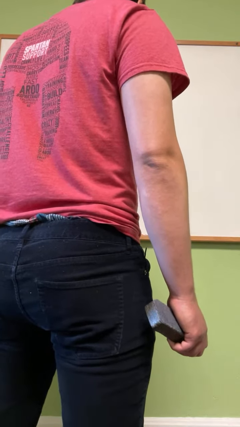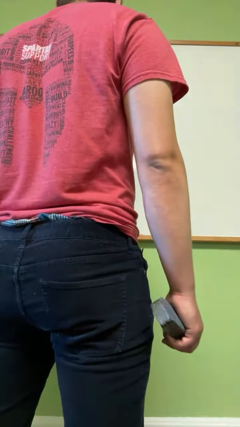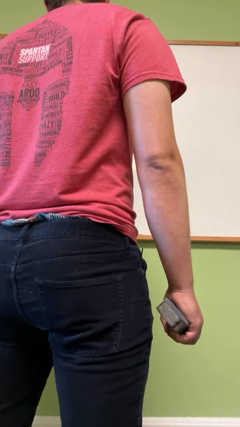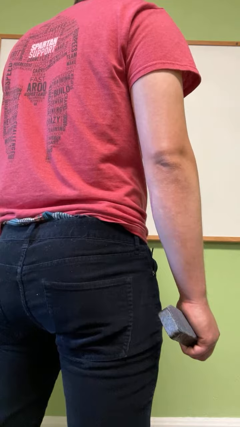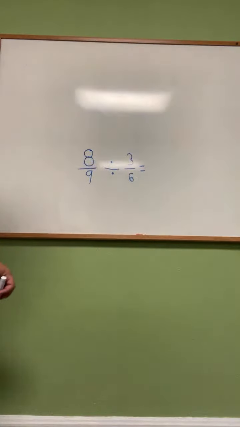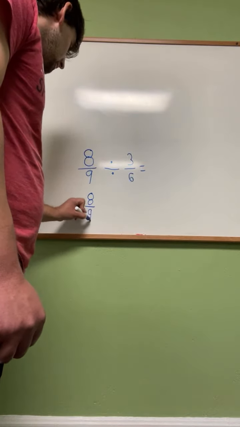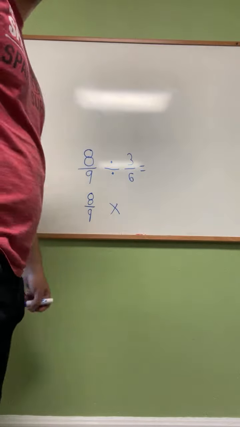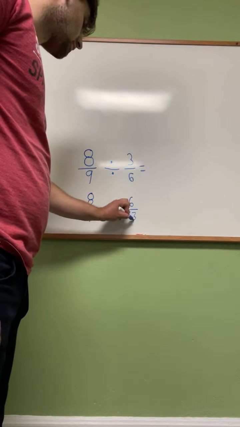8/9 divided by, let's see, what haven't we done yet? We've done 4s, we've done 5ths. 8/9 divided by 3/6. That's something a little different, right? All right. So now we're going to keep the 8/9 the same. 8/9 we keep. The division sign we change to a multiplication sign. And then the 3/6 we flip it. So that's going to become 6/3, 6/3.